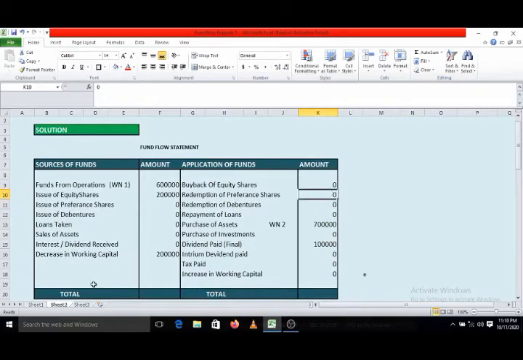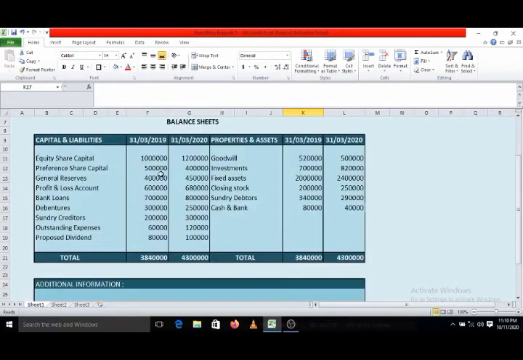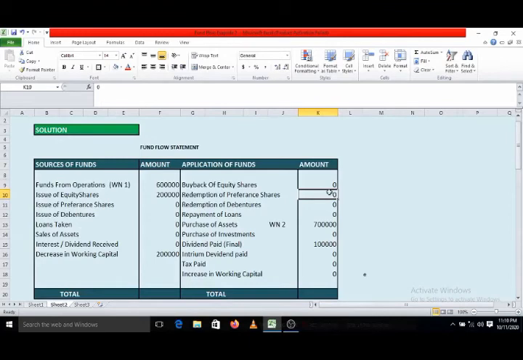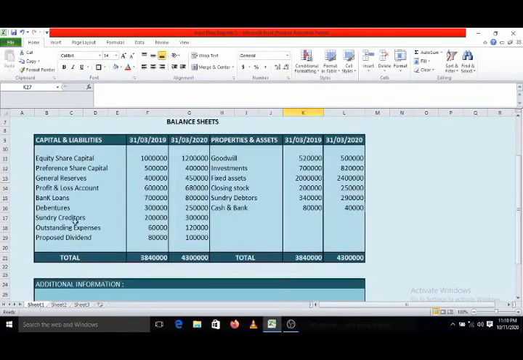You can check out in our format, redemption of preference shares. So how much is it? It is rupees 1 lakh. So redemption of preference shares I will write here 1 lakh. Next, general reserve and profit and loss account. These two we have already considered while calculating funds from operations. So no separate consideration will be required.